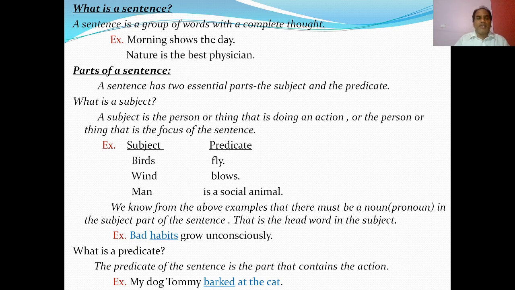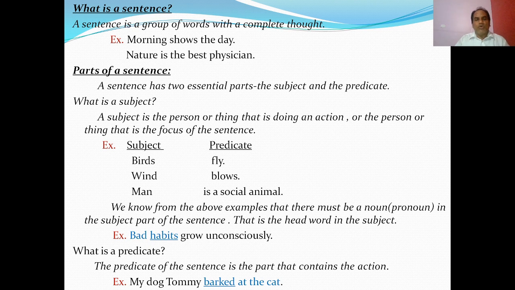So let us discuss what is a subject. A subject is the person or thing that is doing an action, or the doer of the action is the subject. Or the person or thing that is the focus of the sentence. You see, take the example, subject and predicate. Birds fly. Birds is the subject and the other part, fly, is the predicate. So you see, fly is the doing word or action. Who is the doer of the action? Birds. So birds is the subject.